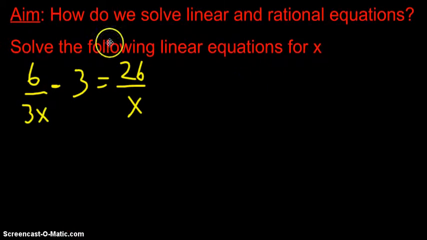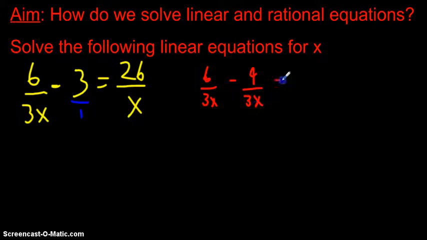Let's look at a rational equation. This one's a little unusual because it has fractions all over the place. First thing I would recommend is we make all the denominators the same. This has a denominator of 1. We can make them all have a denominator of 3x pretty easily. That's 6 over 3x. If we multiply the numerator and denominator of the middle fraction by 3x, we get negative 9 over 3x, and that would become 78 over 3x.